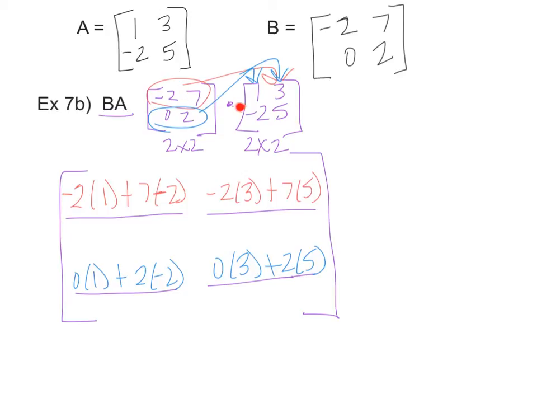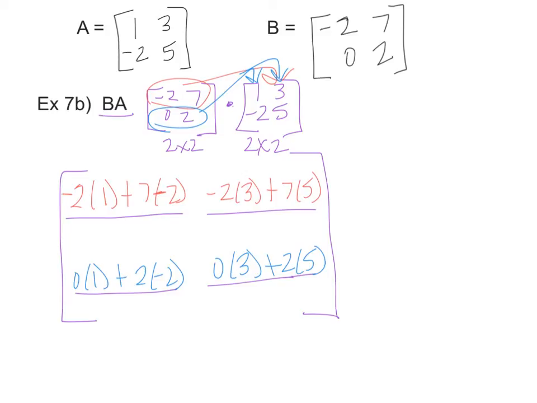Negative 2 times 1 and 7 times negative 2. You're just putting it on its side. 0 times 2, so the 0 goes with the 1, 2 goes with the negative 2. 0 goes with the 3, 2 goes with the 5. Just line them up.